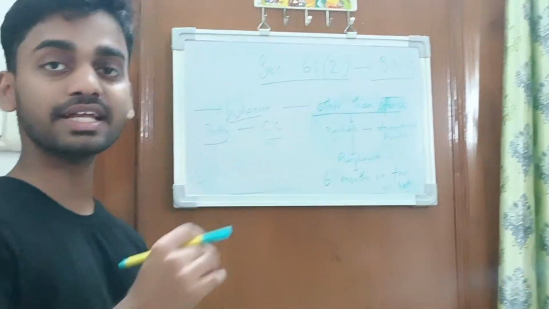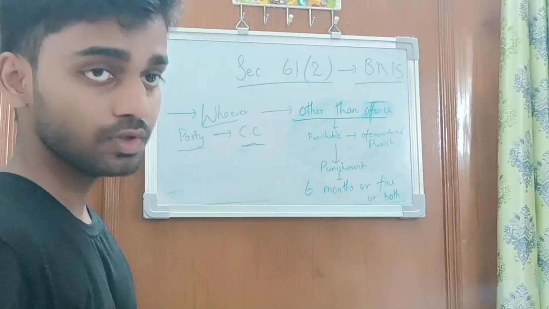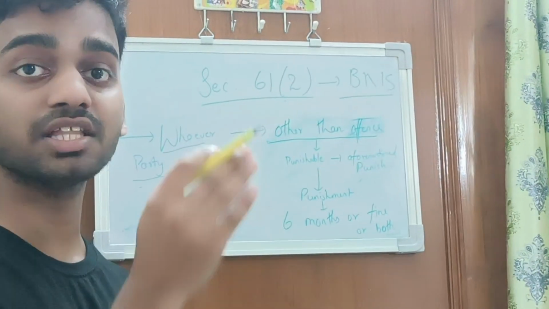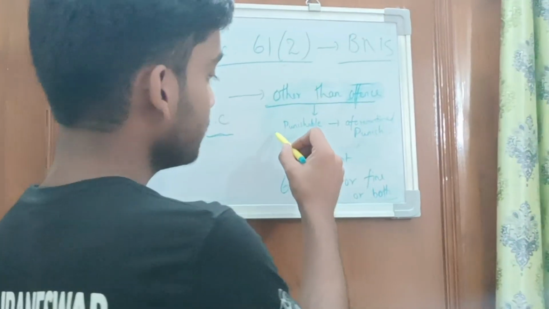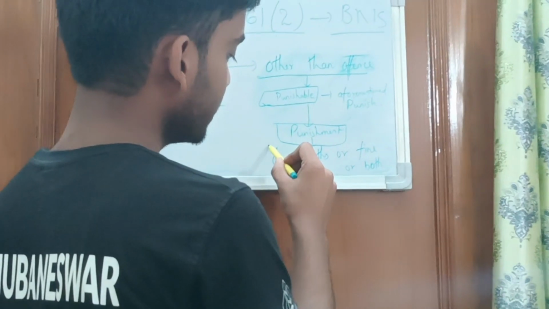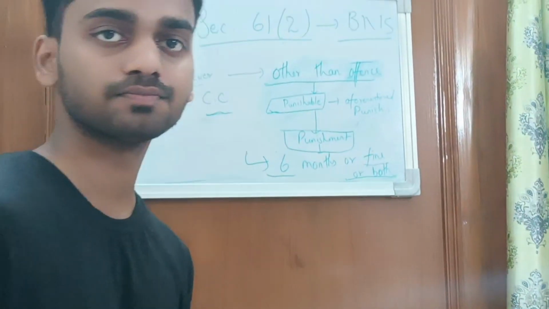The second part states that whoever is a party to criminal conspiracy for any offense other than the offense mentioned above, that is in the first part, shall be punishable with imprisonment up to 6 months or with fine or both.